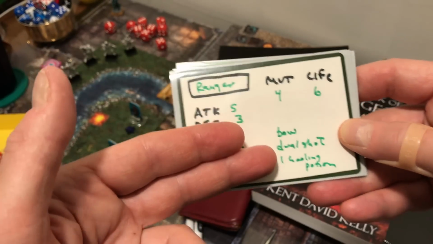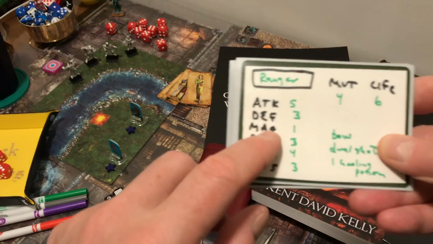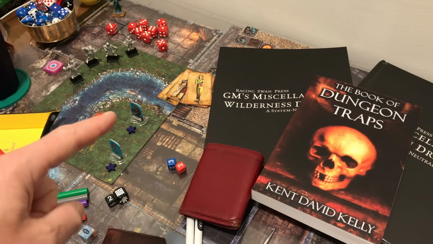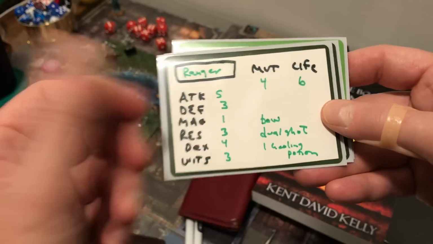Obviously, he has dual shot. His ability is that he can divide his attack dice, which he rolls 5 of them, among 2 characters, so he could divide up the damage that he might get. And he's also got a healing potion.